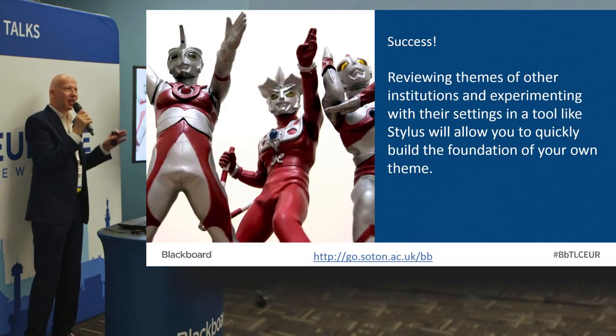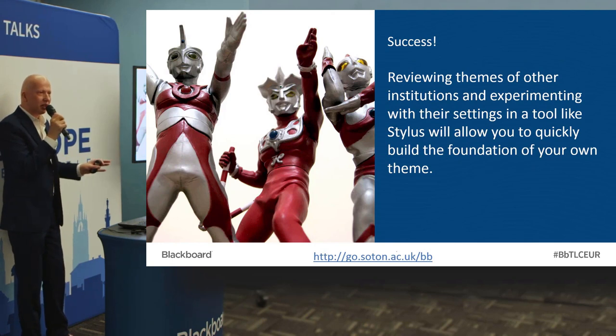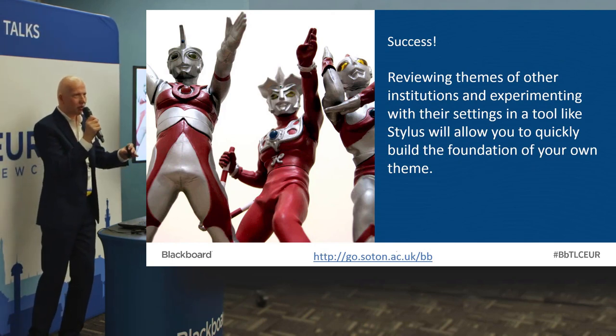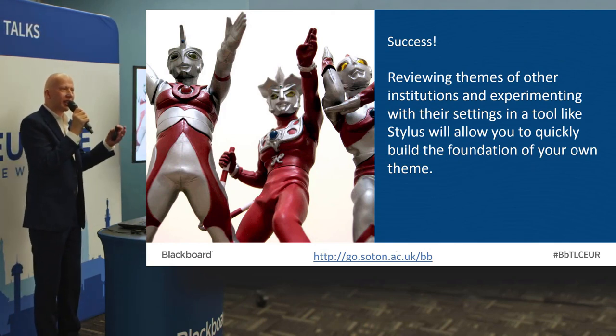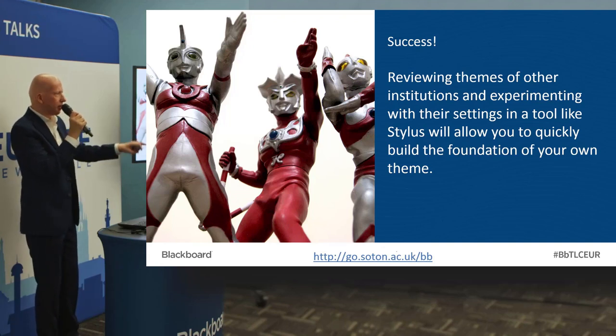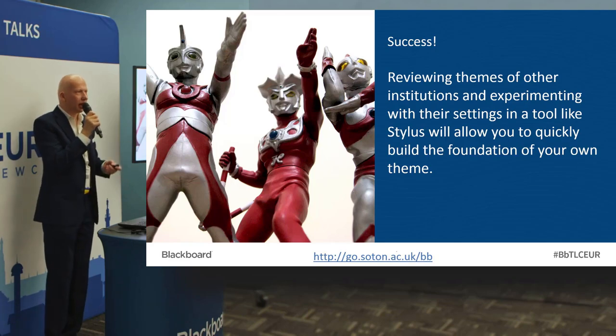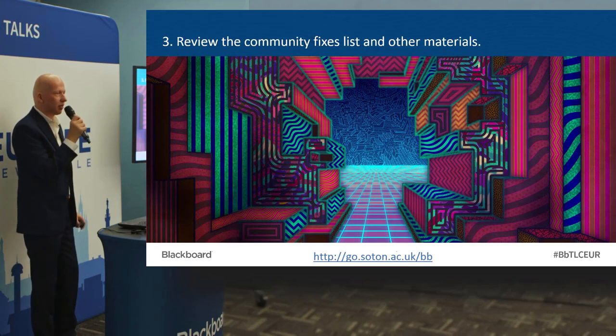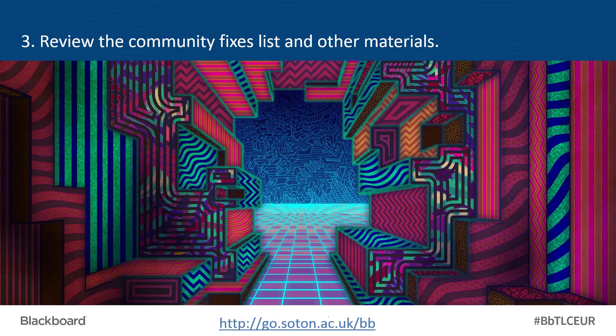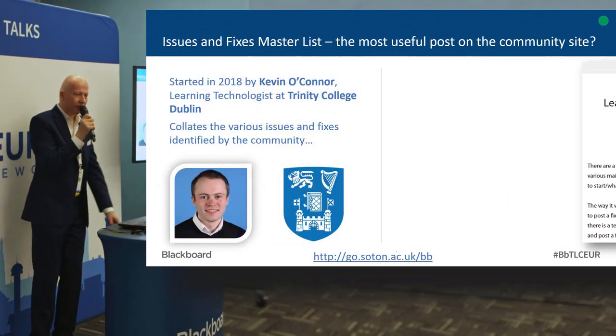So, having reviewed those themes, seen some examples, tested those settings that people have added, put them into Stylus, checked them out, then uploaded them in your own custom theme, you're really on your way to building the foundation of your theme. The next step is to look at the community fixes list and some other materials.